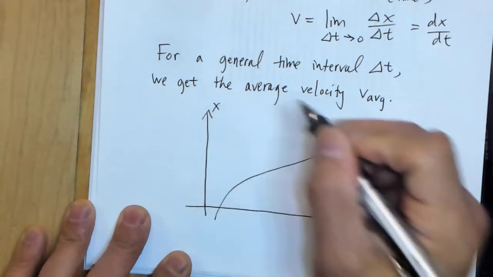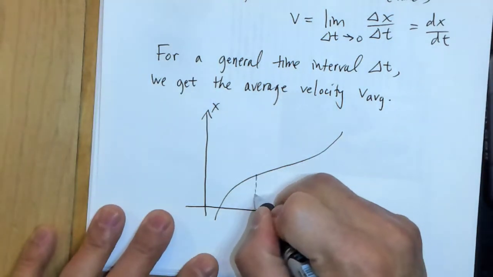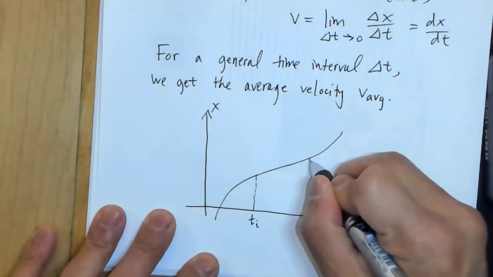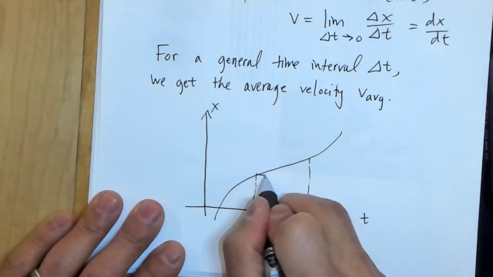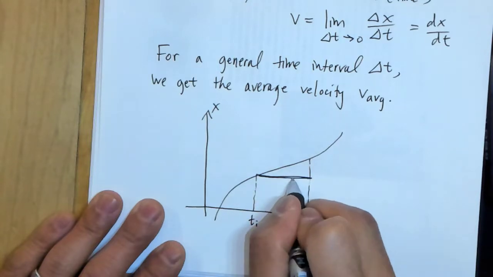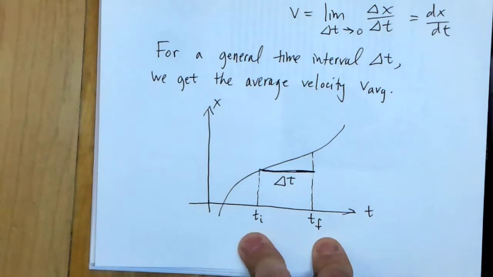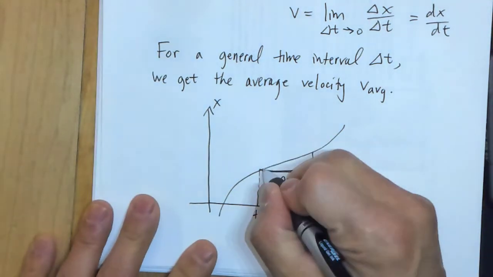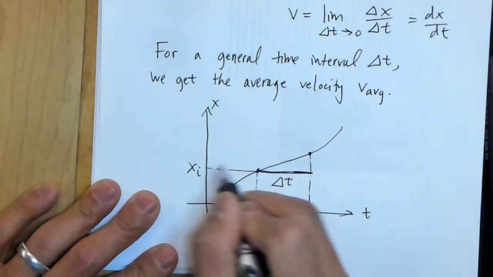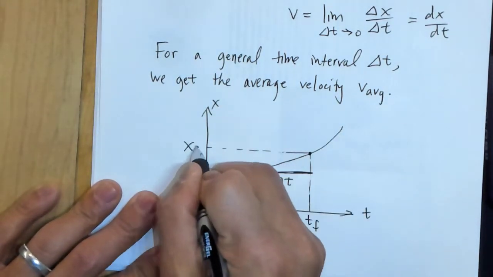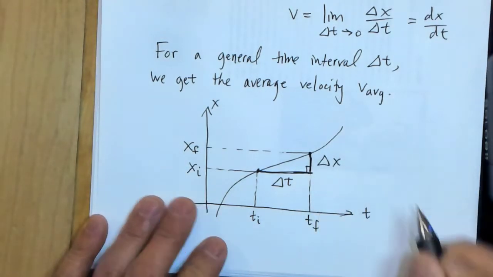Okay, say this is my x versus t. Let's take an interval from this time, t initial, to this time, t final. Let me draw a horizontal little thing here. Then this is my delta t, the difference between t final and t initial. And then I will take the points here. These will be my x initial, and my x final. Okay?